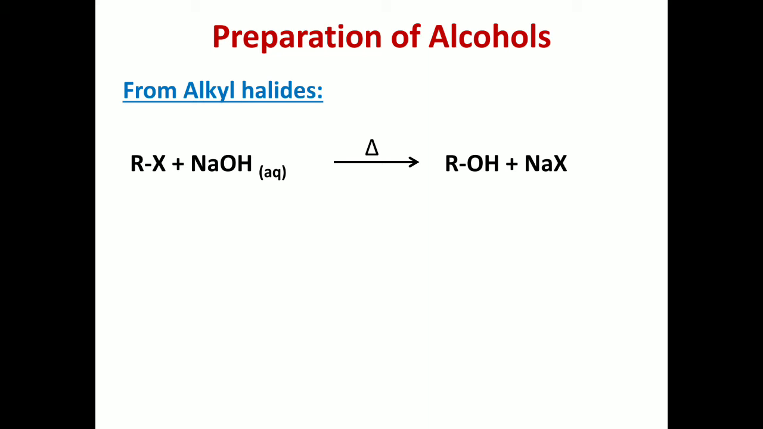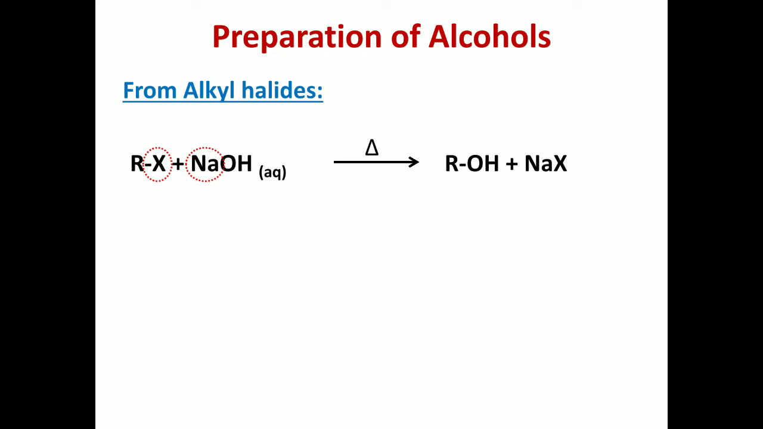In this case, a substitution reaction will happen, and we have to provide a certain amount of heat also, so that Na will take out the X in the form of NaX, and the main product, what we need, is an alcohol, that is ROH. So this is a general reaction where we have easily prepared an alcohol by using an alkyl halide and a base like NaOH in aqueous condition.